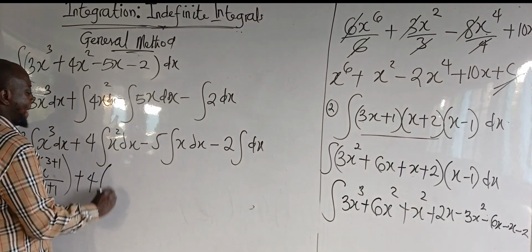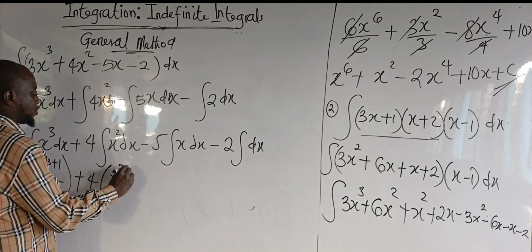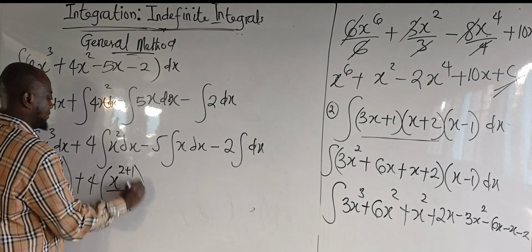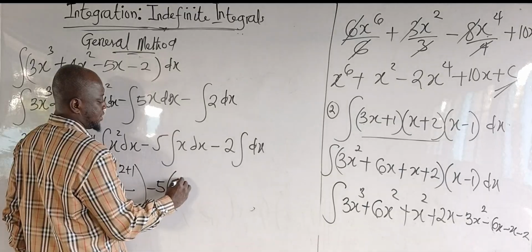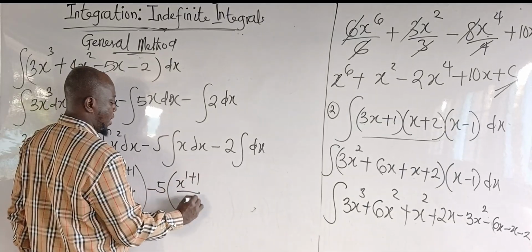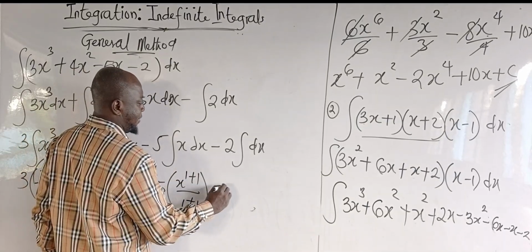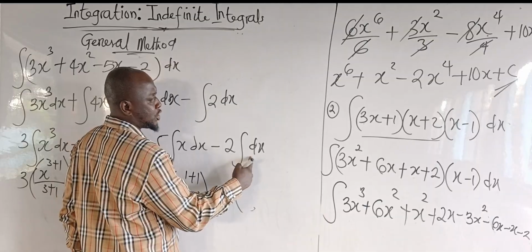So 4 into bracket, this is 2 plus 1. Only the power, please. Only the power. So this one becomes 1 plus 1. So 1 plus 1 here. Then minus 2. So here, I'm just putting x.